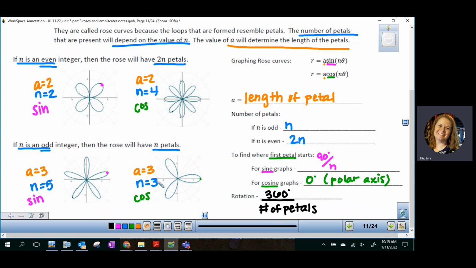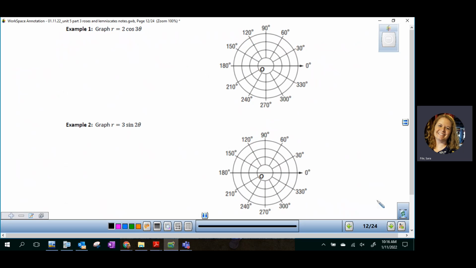Okay, so you can see in these examples over here, there's 3 petals. 360 divided by 3 is 120. So there's 120 degrees between each petal. Y'all see that? Okay, this one here, there's 5 petals. What's 360 divided by 5? 72. So there's 72 degrees between each of these petals. Does that make sense? Okay, so that's how you figure out the spacing between the petals. Feel okay with that? All right, so let's try a couple of examples.